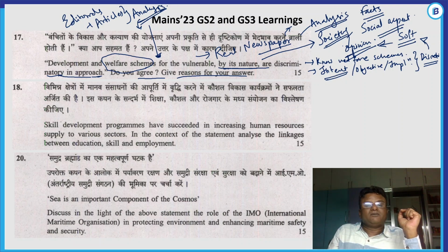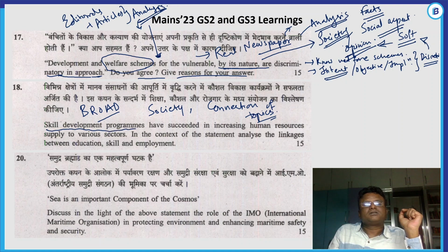Question 18, skill development. Now here, a very, very broad question. Again, I will include that with society and the connection of topics. Skill development programs, I am sure you have read about this, but here the question is different. Skill development programs have succeeded in increasing human resource supply to various sectors. In the context of this statement, analyze the linkages between education, skill and employment. It is almost like an essay question.